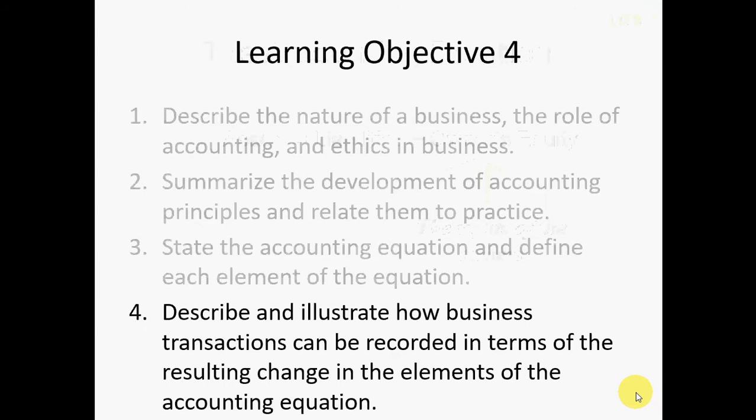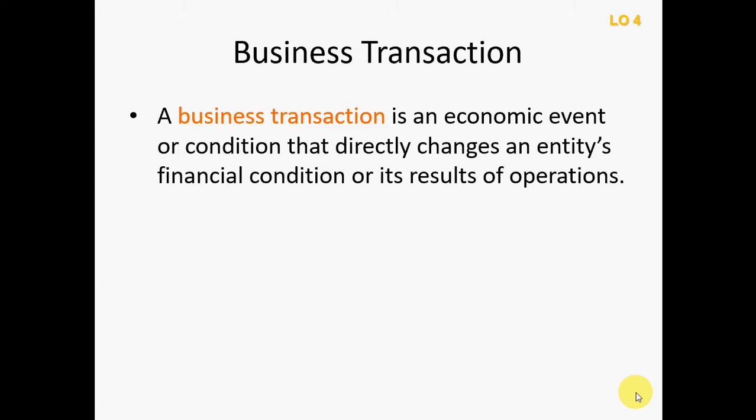And now let's describe and illustrate how business transactions can be recorded in terms of resulting changes in the elements of accounting equation. Okay, a business transaction is an economic event or a condition that directly changes the entity's financial condition or its results of operation.